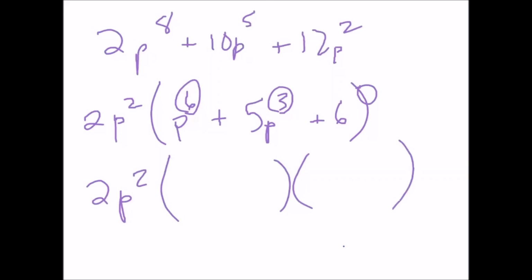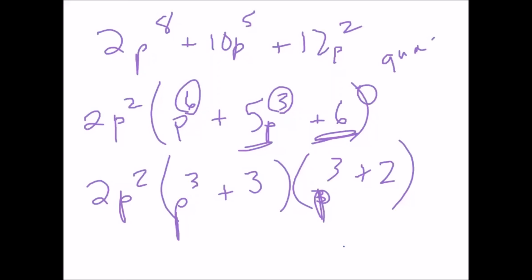Split it up into two binomials. How are you going to get p to the 6th? Well, it's p to the 3rd times p to the 3rd. Then we just need, how do we get a positive 6, and also get a positive 5? So we get plus 3 and plus 2. So it looks like a much different problem, and it's a little bit different, but this is actually in quadratic form, even though it doesn't look like it.